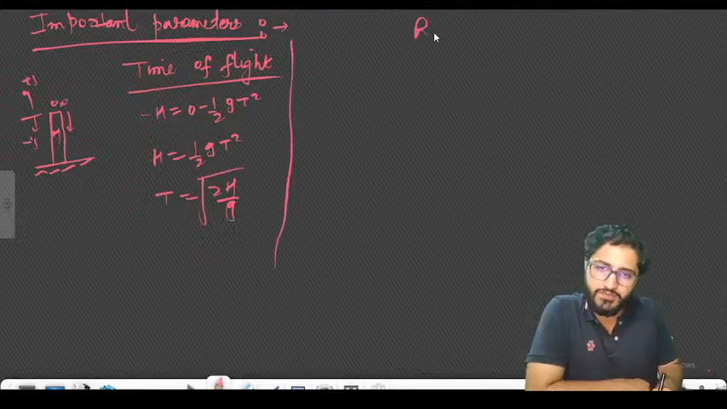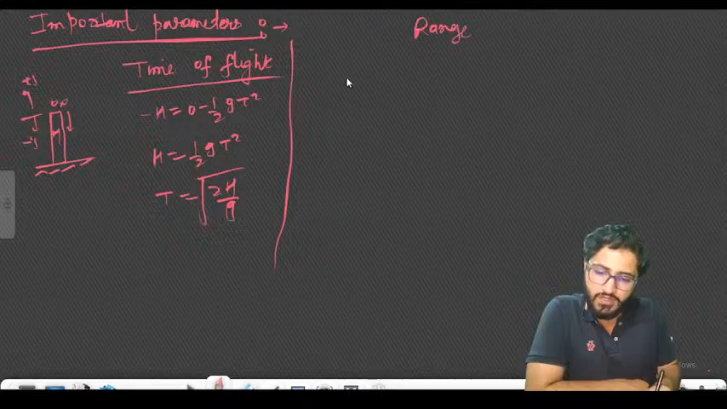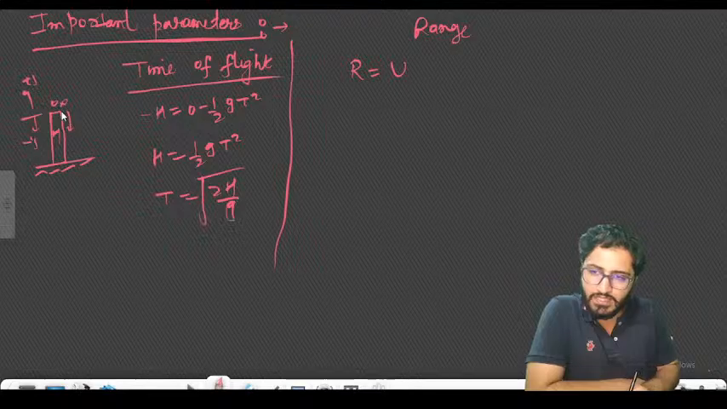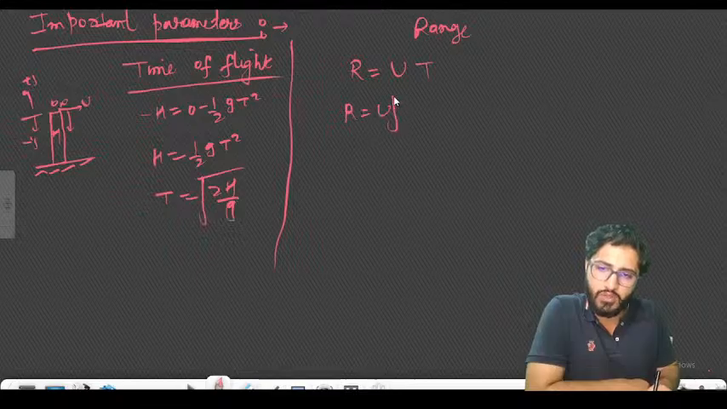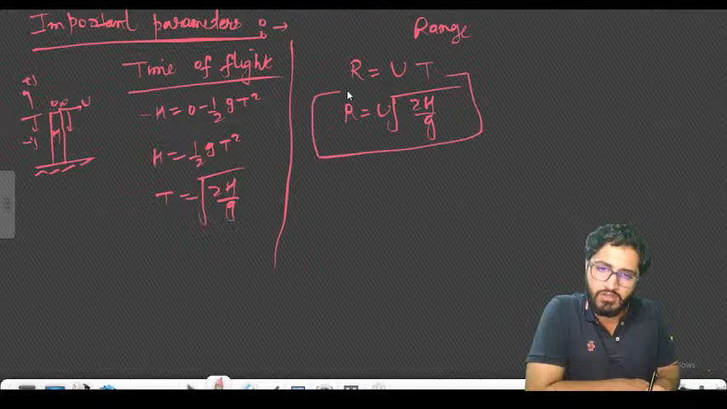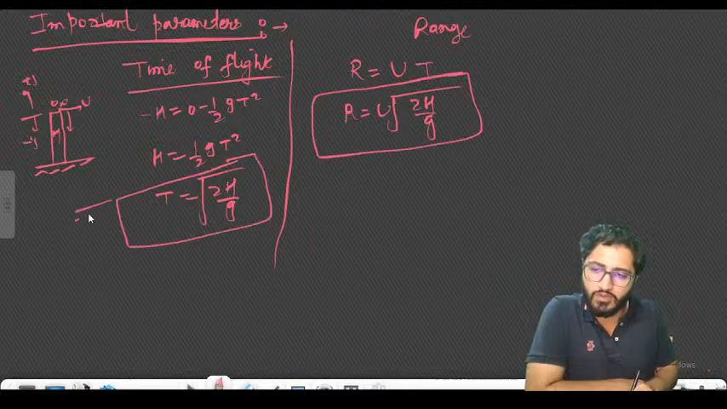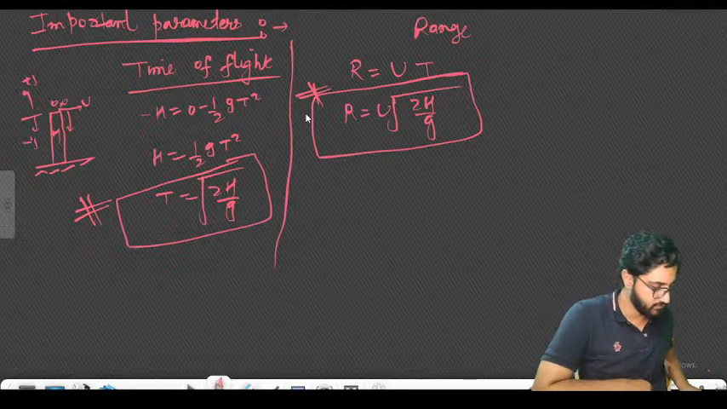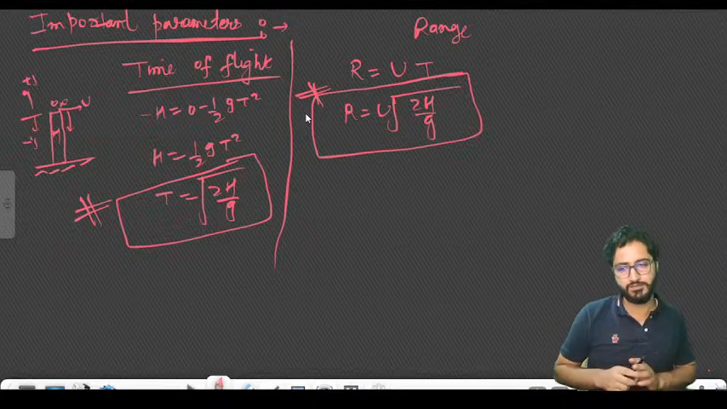Now range, horizontal range. So horizontal range is the speed at which you are throwing something, u cos theta, multiplied with t. So R came out to be u times root of 2h by g. These two things you need to remember. Note down in your copies these two things only.